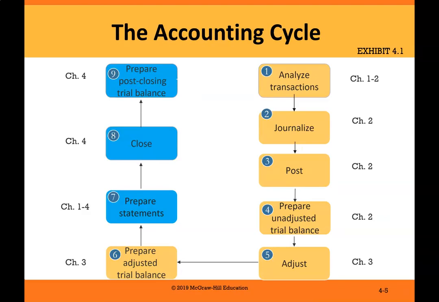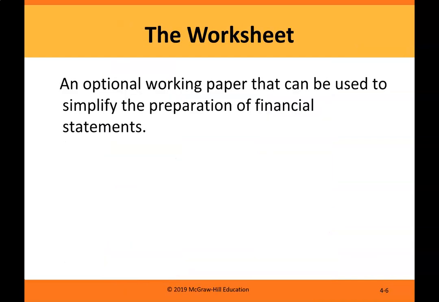The accounting cycle. 1. Analyze transactions. 2. Journalize. 3. Post. 4. Prepare unadjusted trial balances. So we did those in chapters 1 and 2. 5. Adjust, and 6. Prepare an adjusted trial balance. So we did that in chapter 3. Number 7, prepare statements. Number 8, close. And number 9, prepare post-closing trial balance. So that's what we're going to be doing in chapter 4.